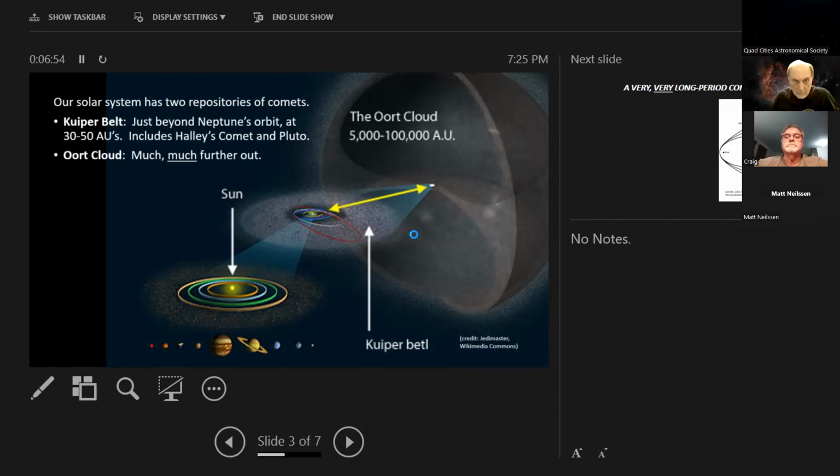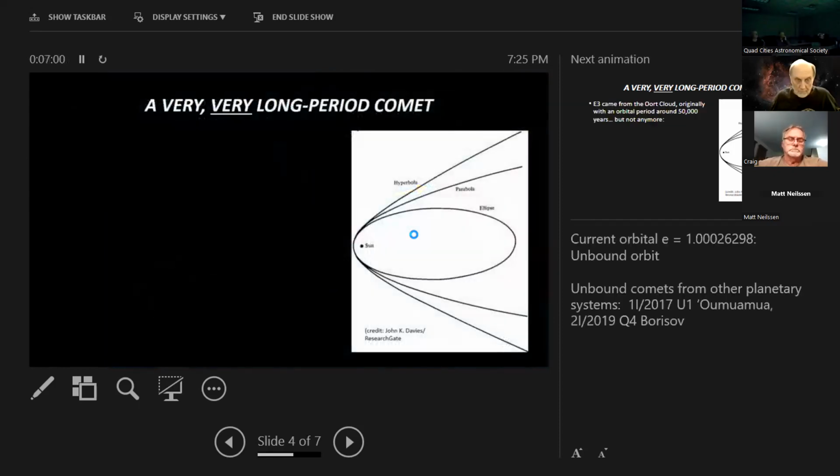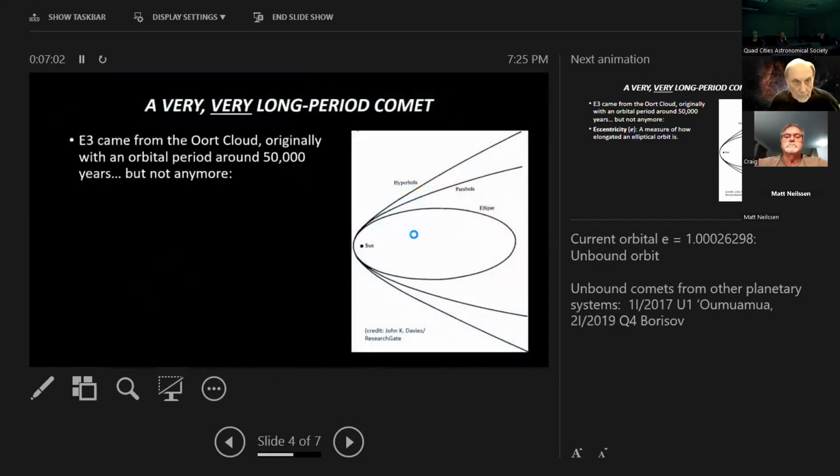But in regards to our E3 comet here, it definitely comes from the Oort cloud. And that orbital period of 50,000 years is what it had when it came into the inner solar system. Now it's a little bit different. See, that's the thing about comets. Even slight interactions with the gravity of the outer planets can alter their orbits. This is actually why Halley's Comet does not have a perfectly regular 76-year orbit around the sun. It can vary from 75 to 76 years, depending on its passage.